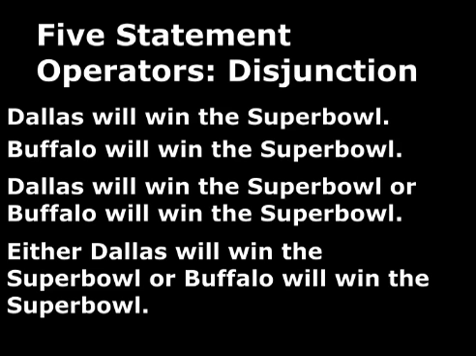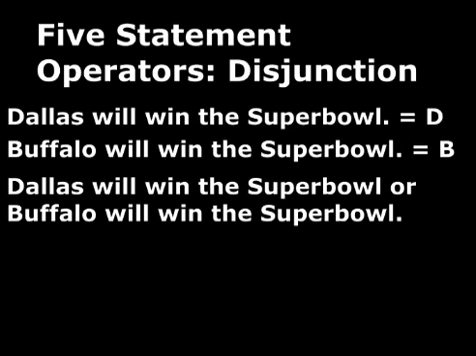I can just use "or." I can use "either...or." Either Dallas will win the Super Bowl or Buffalo will win the Super Bowl. If we assign, let's say, D and B to these two atomic statements, then we could translate this or any of the other ones as D wedge B. So we're going to use the wedge, it's like a lowercase v, as our symbol for disjunction. So you could read this as D or B.